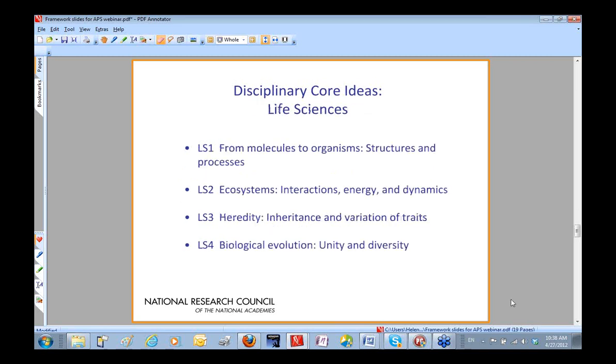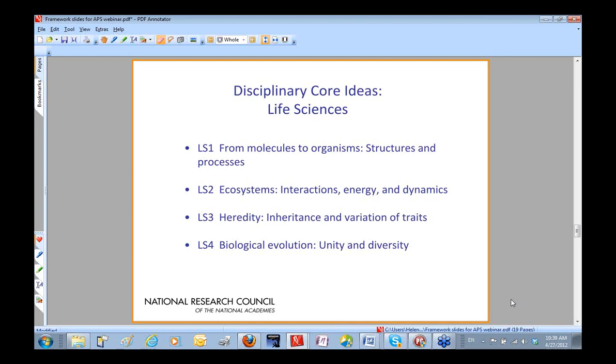Here's the life sciences, nothing surprising. We start with organisms, and of course you have to look at organisms at the molecular scale as well as at the organism scale. We go to ecosystems, hereditary inheritance, variation of traits. That's the biology of variation, and that's separated out from the biology of evolution, which is the last topic.